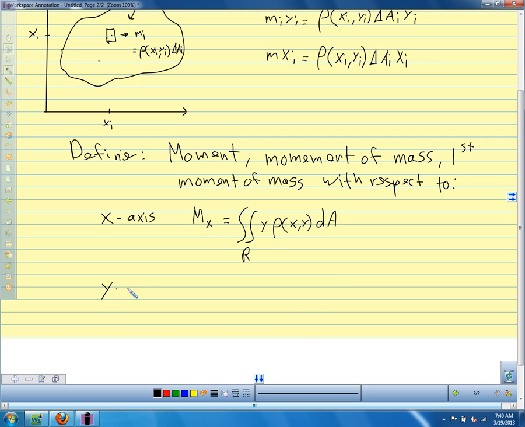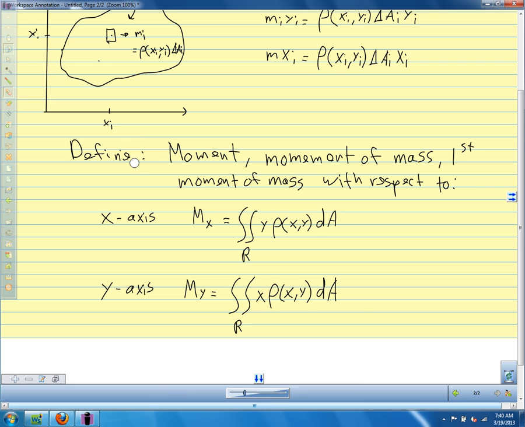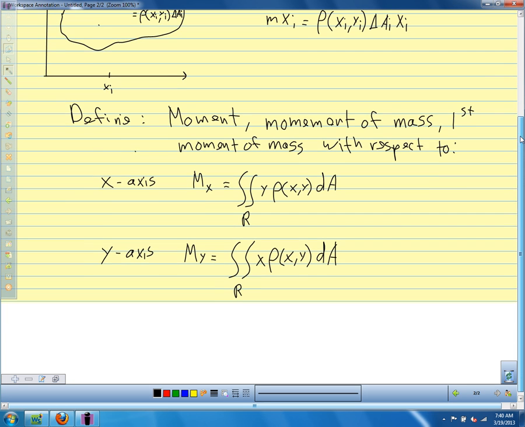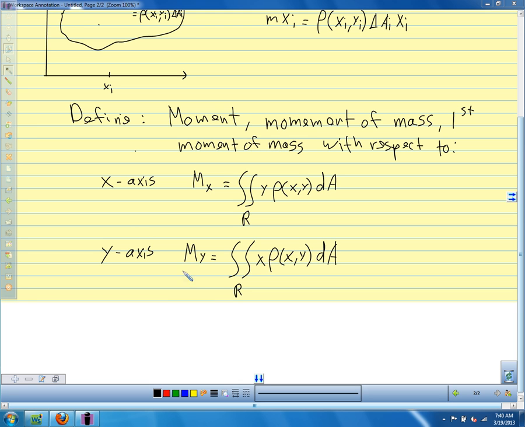And with respect to the y-axis, m sub y is just the double integral over our region of x times our variable density function dA. So this is our definition of our moment of mass, first moment of mass, with respect to our two axes. So we don't have to make those simplifying assumptions. We don't have to assume that it's at the center of a little rectangle. We can just multiply our little increment of mass times its distance from the axis and take the double integral over our region.